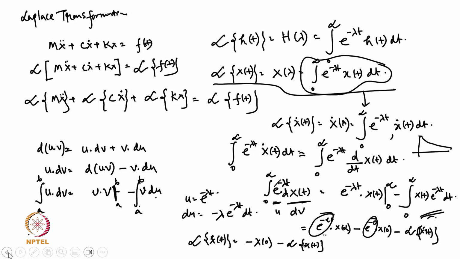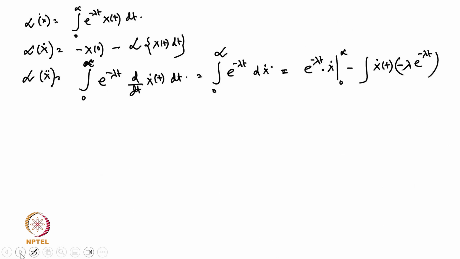Sorry, here I made a small mistake. Since it is the du, a lambda term should come here, so that will be minus lambda. So this minus will become plus, and this way it becomes this. The earlier one was a little bit wrong. So this will be the scenario, and we can get this.